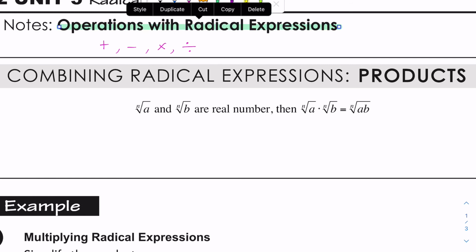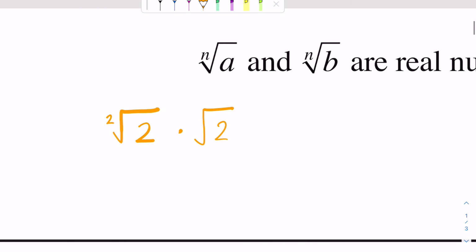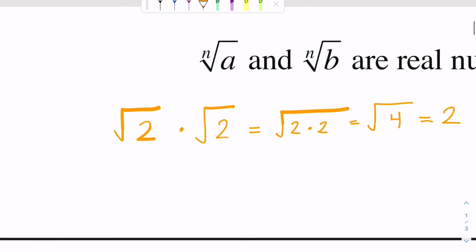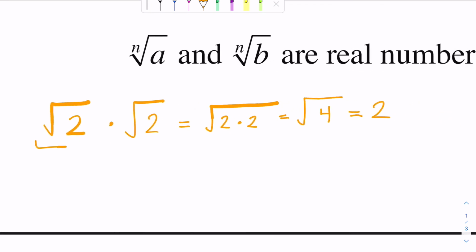For example, if you had the square root of 2 times the square root of 2, remember we don't write the index of 2, but it does exist. Because these indexes are the same, we could combine this to the square root of 2 times 2, which is equivalent to the square root of 4, and the square root of 4 is 2. So the different forms is what you need to pay attention to. You can have separate radicals, you can have a combined radical, and of course your answer.